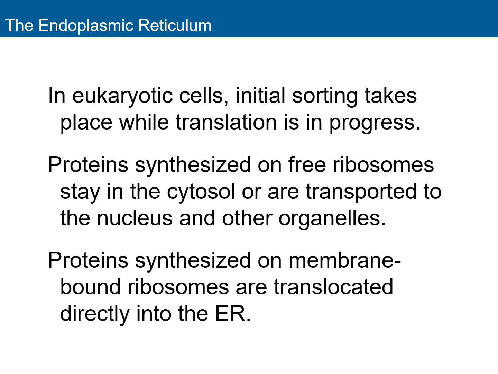So sorting takes place at different levels. Some proteins are synthesized on free ribosomes. They generally stay in the cytosol, or they can be transported to the nucleus or to some other organelles. Proteins that are synthesized on the membrane-bound ribosomes are translocated directly into the endoplasmic reticulum. Because the ribosomes attached to the endoplasmic reticulum are where they are produced, the easiest pathway for them is to go inside the endoplasmic reticulum, into the lumen, get modified from there, and then follow the rest of the pathway.